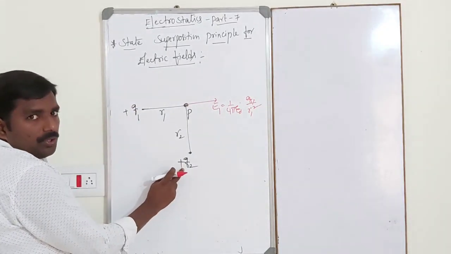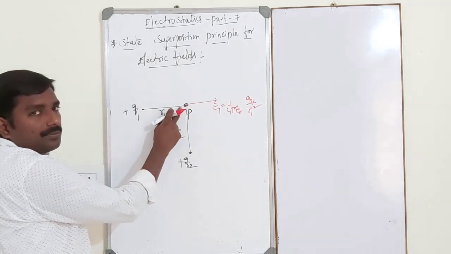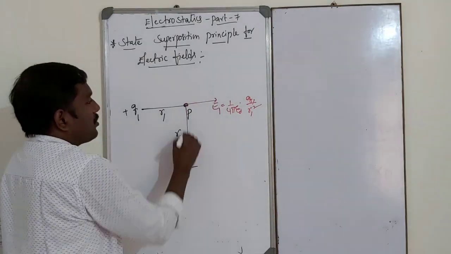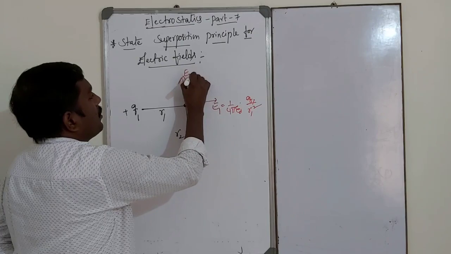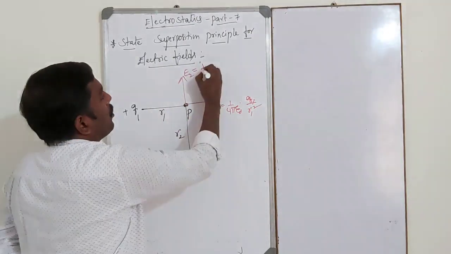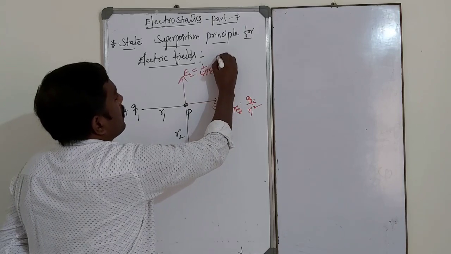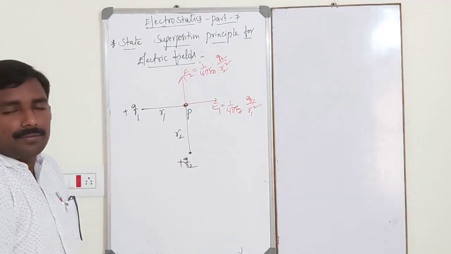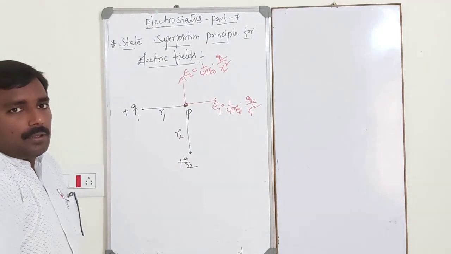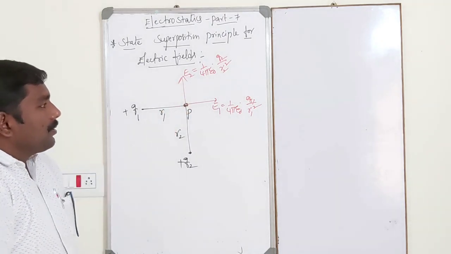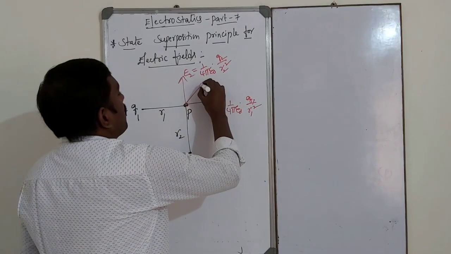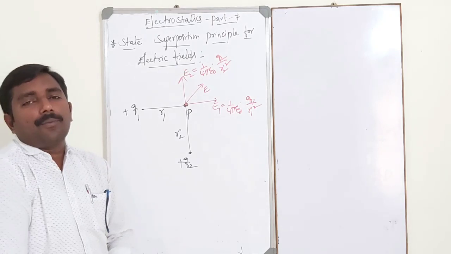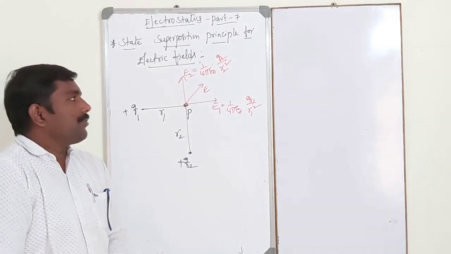Similarly, due to Q2 charge, electric field is also produced at P. What is the direction of electric field at P? That is positive charge, radially outwards, like this. This is E2. What is the value of E2? E2 is equal to 1 over 4 pi epsilon naught, Q2 by R2 square. Okay. The resultant, like this. This is the resultant field by the parallelogram law of vector addition or polygon law of vector addition.